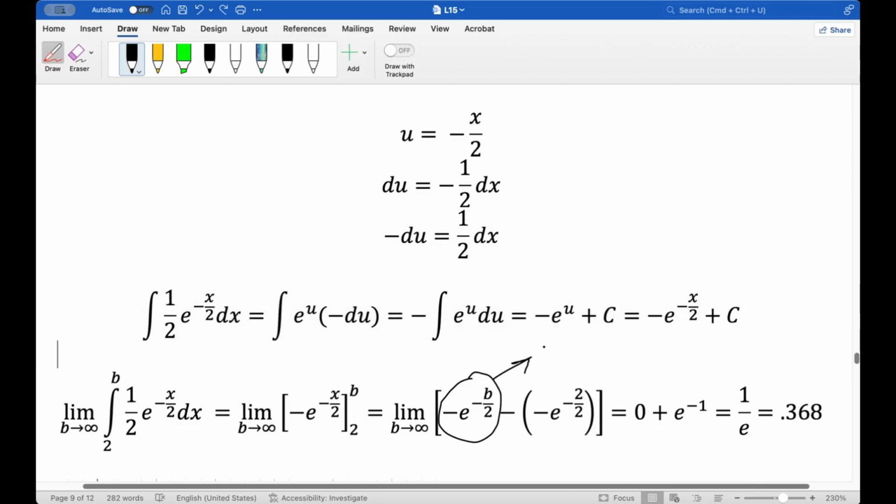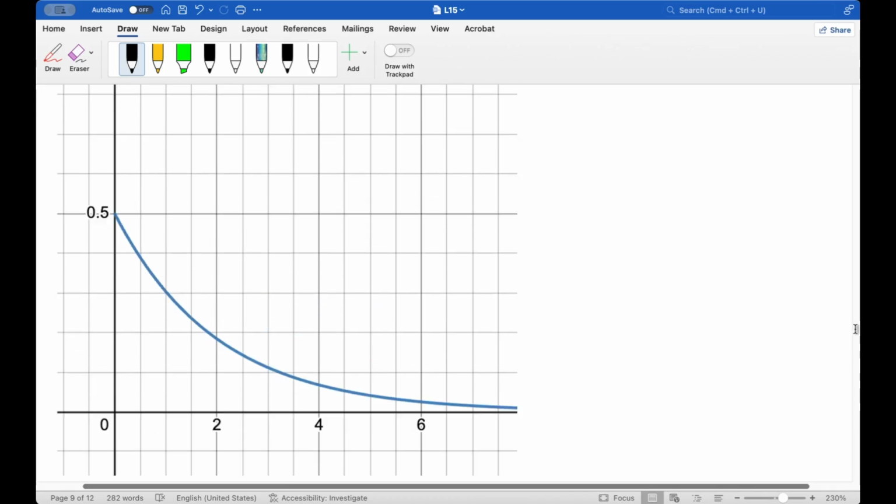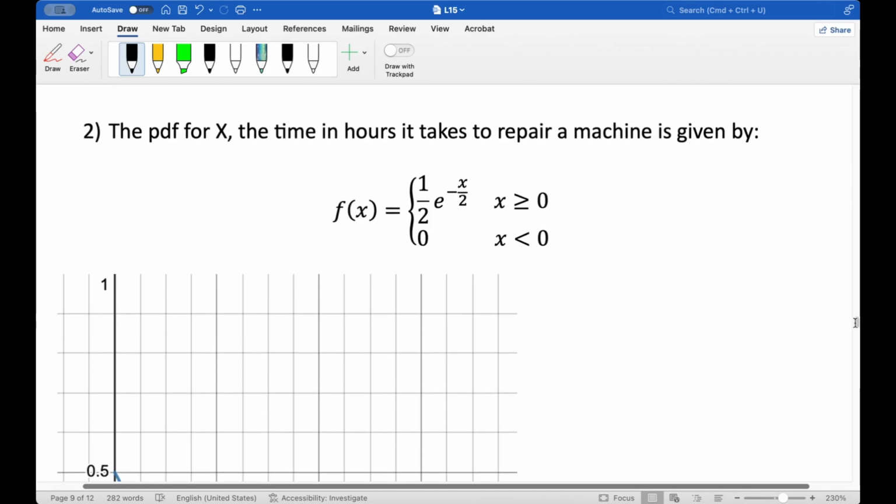So this will have a finite value here, and it's equal to, the negatives cancel out, e to the minus 2 over 2 is e to the minus 1, or 1 over e. It's about 0.368. So about 37% chance that x is greater than 2. The repair time exceeds 2 hours.